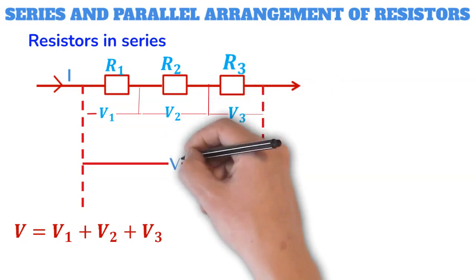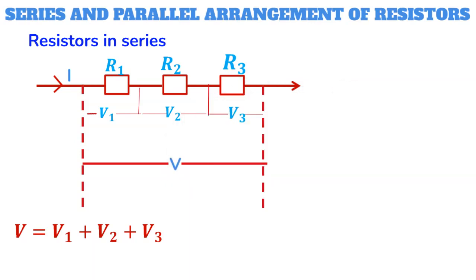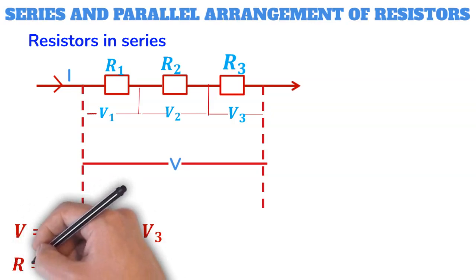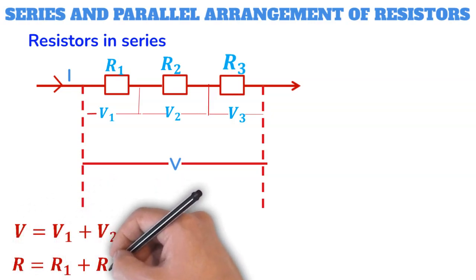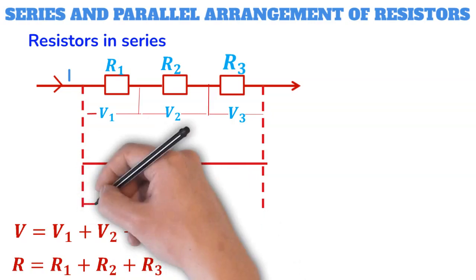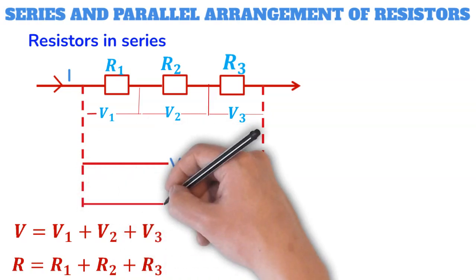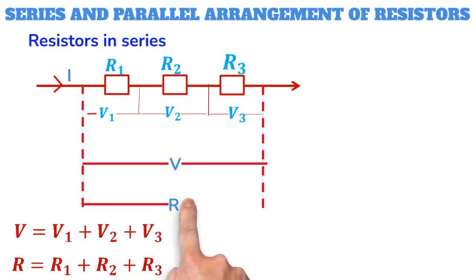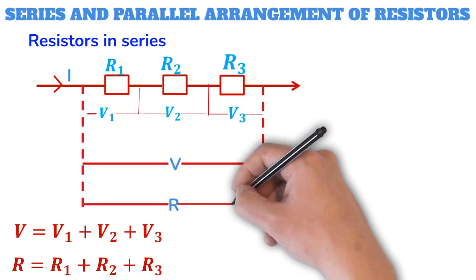So here is V. Now, finally, the total resistance R is the sum of the individual resistances. So that is R equals first ohm resistor plus second ohm resistor plus third ohm resistor. So from this diagram here, everything here, there is R, say the total resistance in this circuit.